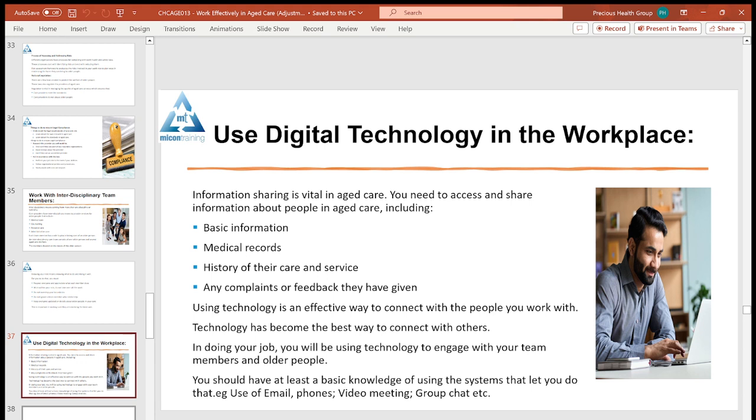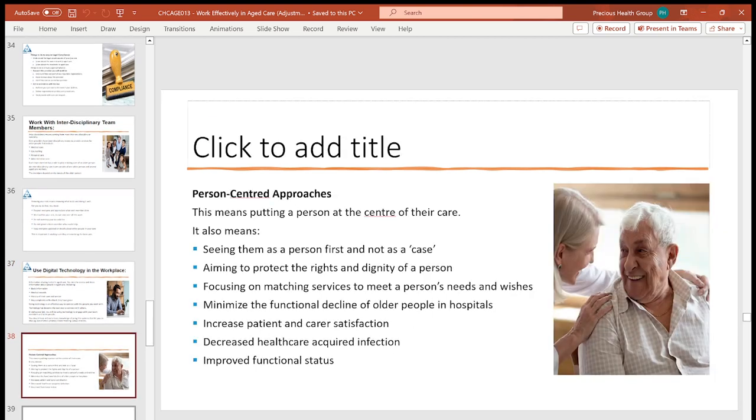So in doing your job, you need to be using technology to engage your team members and other people. You should have at least a basic knowledge of using the systems that let you do your job appropriately. For example, using emails, phone, video meetings, group chats, to mention but a few. This will of course make your job much easier.